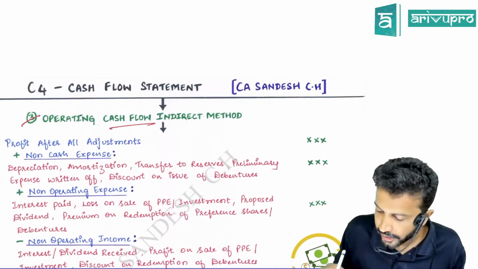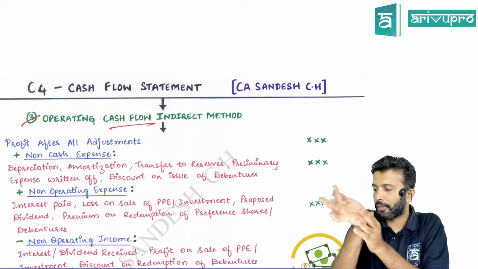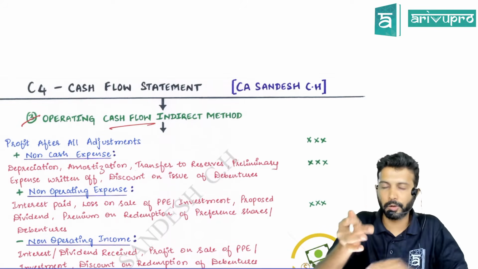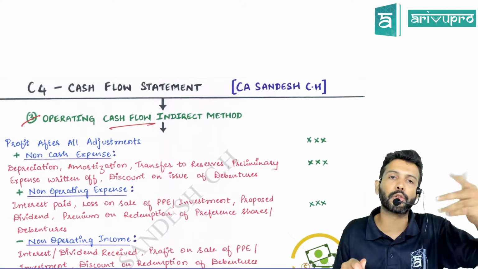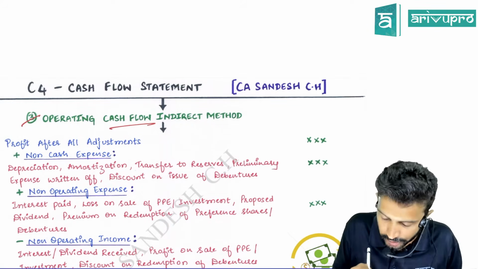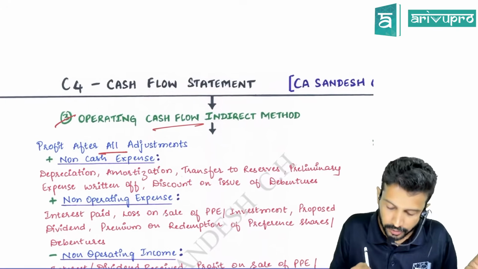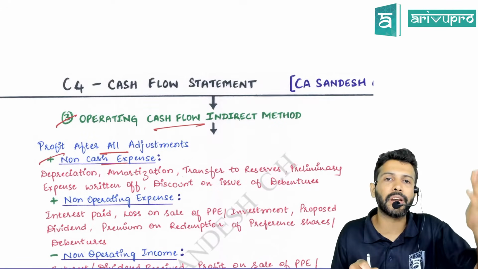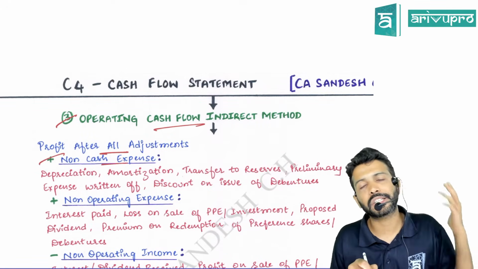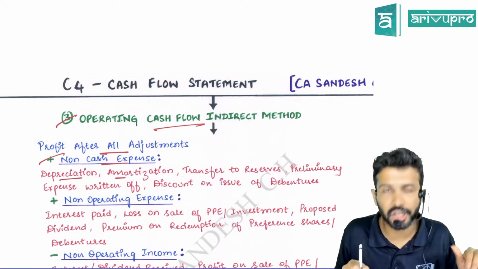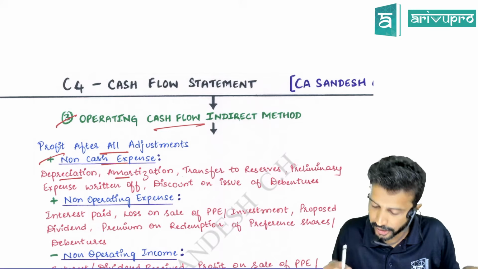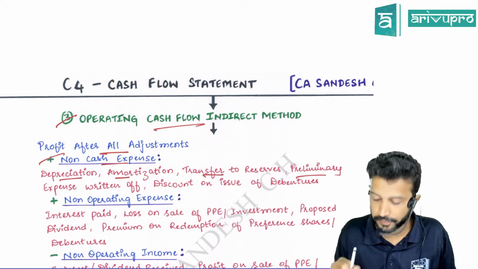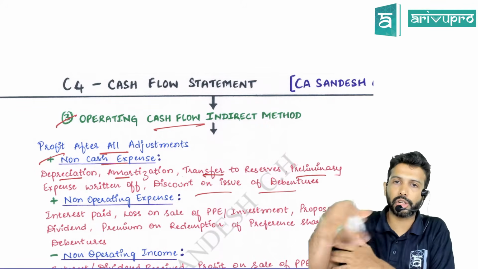Next, under the indirect method, we'll have to do some adjustments. Since we're using profit as a base to get operating cash flow, straightforward profit alone cannot be adopted as indirect operating cash flow. Suppose they give profit after all the adjustments. First, any non-cash expenditures we need to add back. Examples of non-cash expenditures could be depreciation, amortization, preliminary expense written off, deferred revenue expenditure written off, transfer to reserve, etc., or discount on issue of debentures.